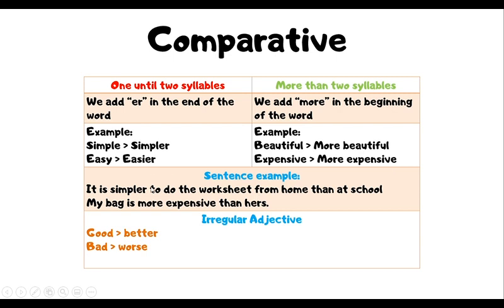And then here are the sentence examples. The first, it is simpler to do the worksheet from home than at school. So in here we compare between doing the worksheet from home and doing the worksheet at school, right? So don't forget, if we make a sentence using comparative, we have to put than between two things, which is here doing the worksheet from home and at school. So you have to put than in the middle of the two things.